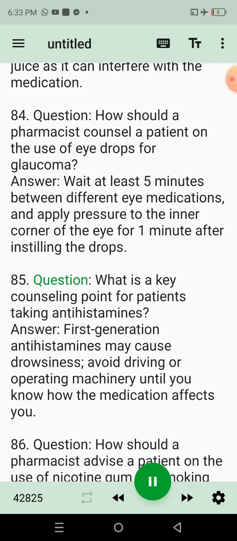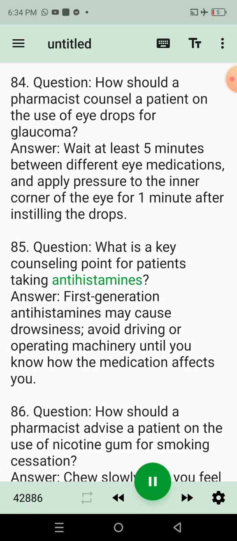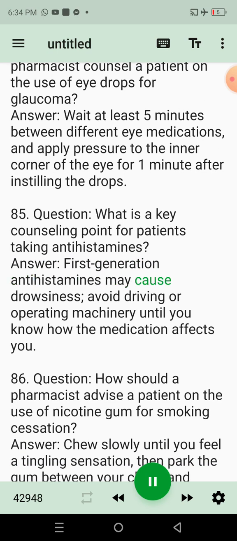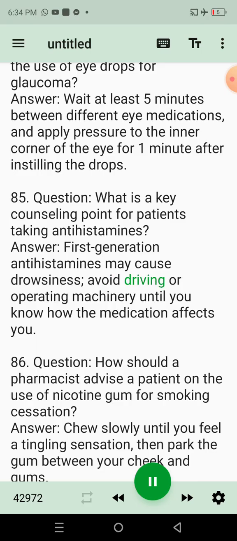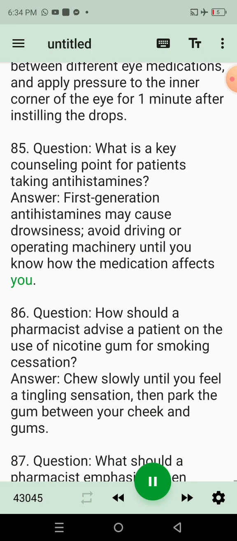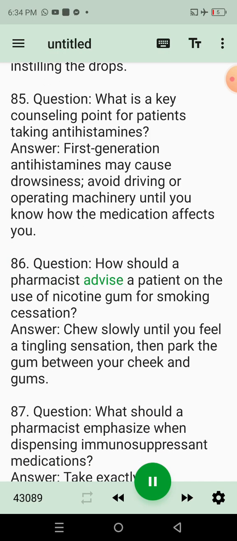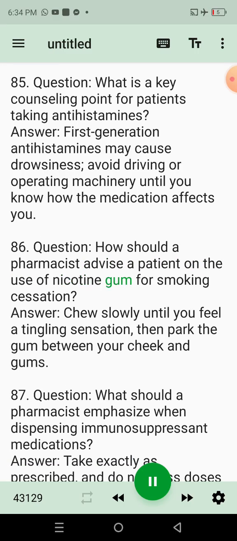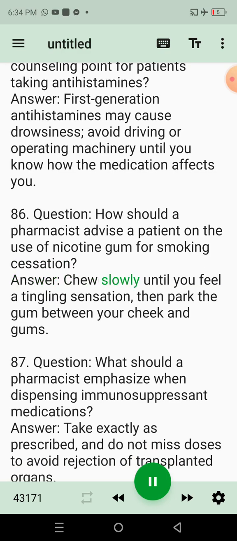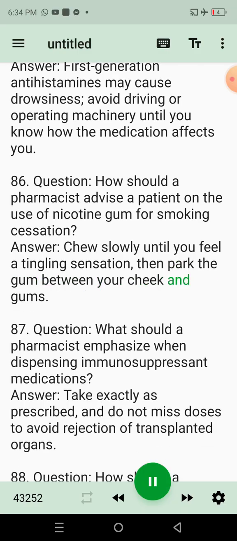85. Question. What is a key counseling point for patients taking antihistamines? Answer. First-generation antihistamines may cause drowsiness. Avoid driving or operating machinery until you know how the medication affects you. 86. Question. How should a pharmacist advise a patient on the use of nicotine gum for smoking cessation? Answer. Chew slowly until you feel a tingling sensation, then park the gum between your cheek and gums.